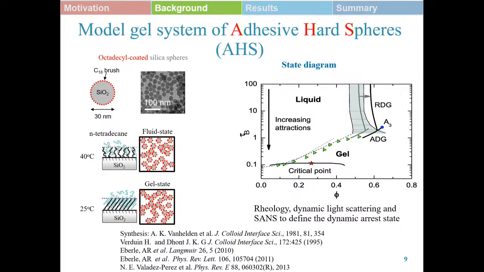structure at temperatures below the room temperature. So the system is widely investigated in the literature, it's all well established, and this is a phase diagram for the system where the vertical axis tau b represents the attraction strength, lower the value means more attraction, and phi is the volume fraction of these adhesive hard spheres on the horizontal axis, and it has been well characterized using multiple techniques like rheology, light scattering, neutron scattering, and simulations.